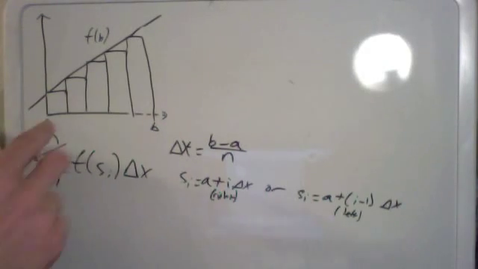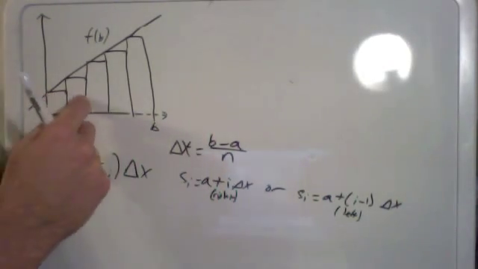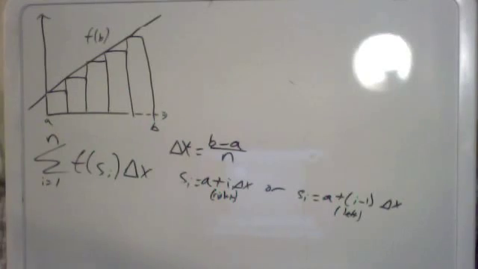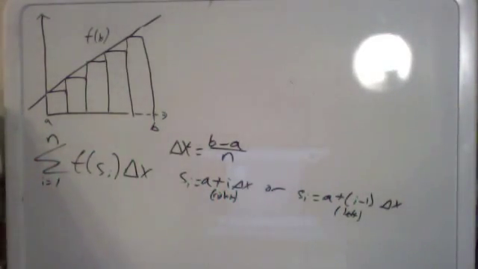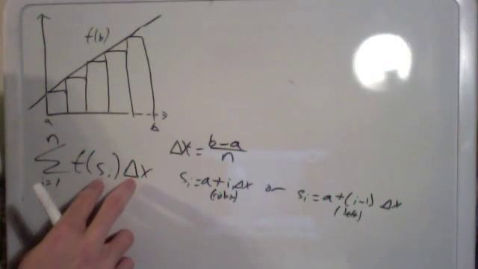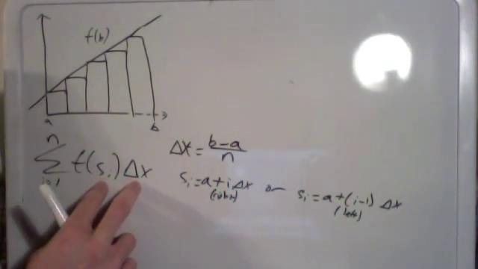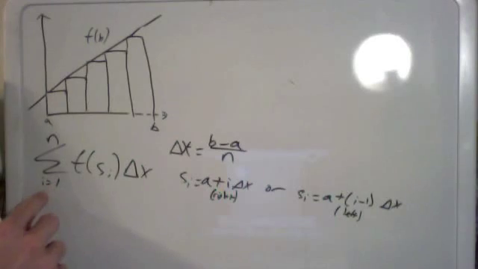And n is the number of rectangles, so in this case n would be 1, 2, 3, 4, 5. If you don't already know, this big E-looking thing is called sigma, and it just tells you to sum or add something. It's just saying that you add f of s_i times delta x multiple times.